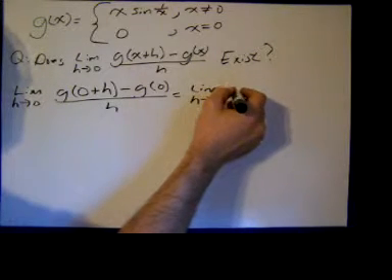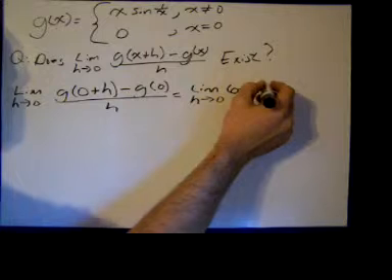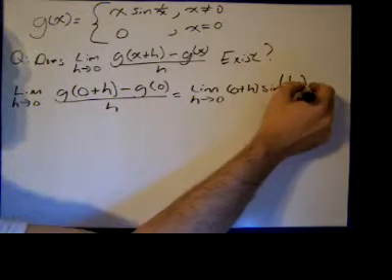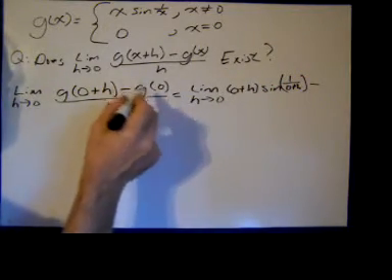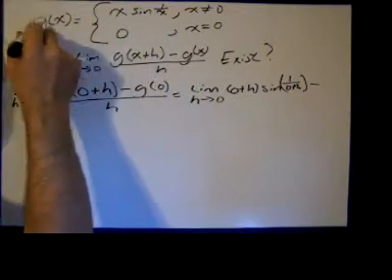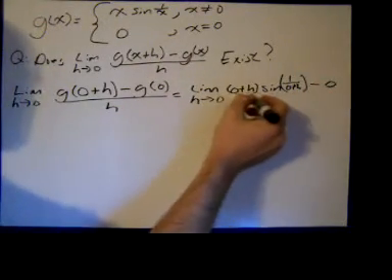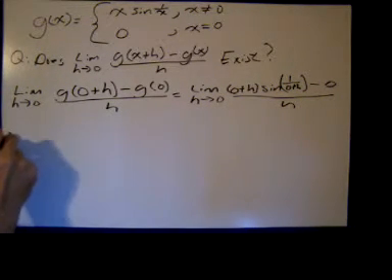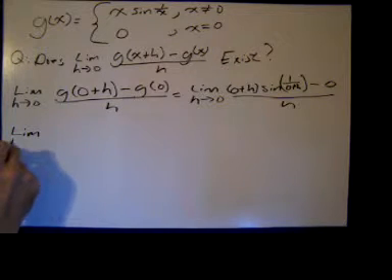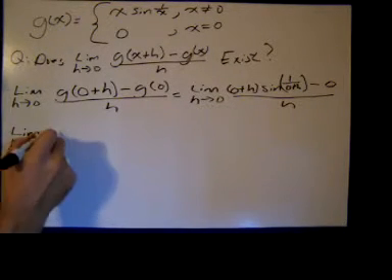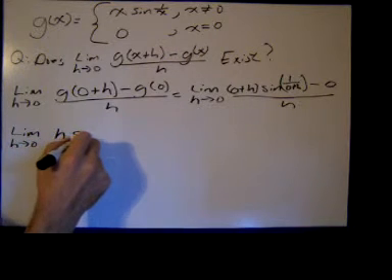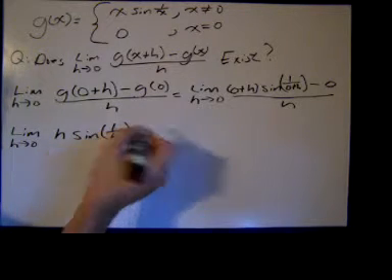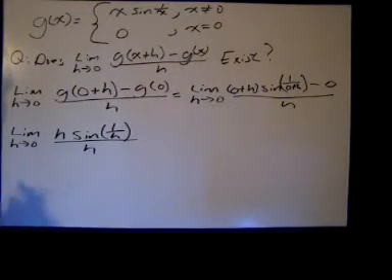So x is 0, so we'll get 0 plus h times the sine of 1 divided by 0 plus h, minus g of 0. Well, g of 0 is 0, so we'll put a 0 right there. And then we get an h that doesn't go away, so we'll clean it up a little bit. We'll take the limit as h goes to 0 of 0 plus h, which is just h, times the sine of 1 over 0 plus h, which is just 1 over h, minus 0, over h.